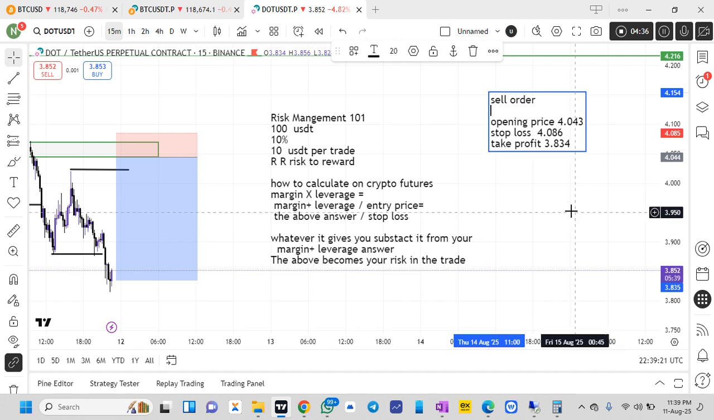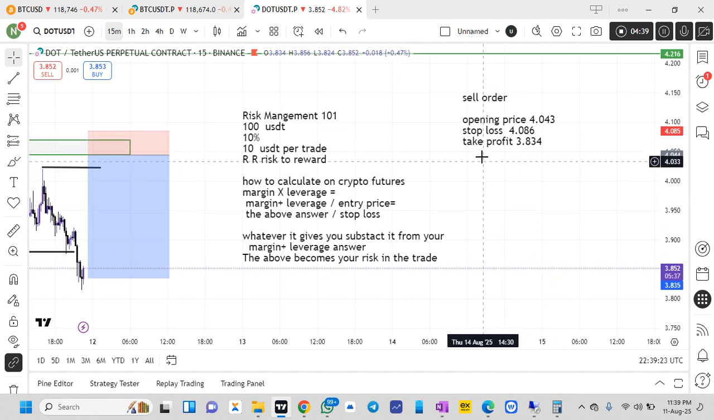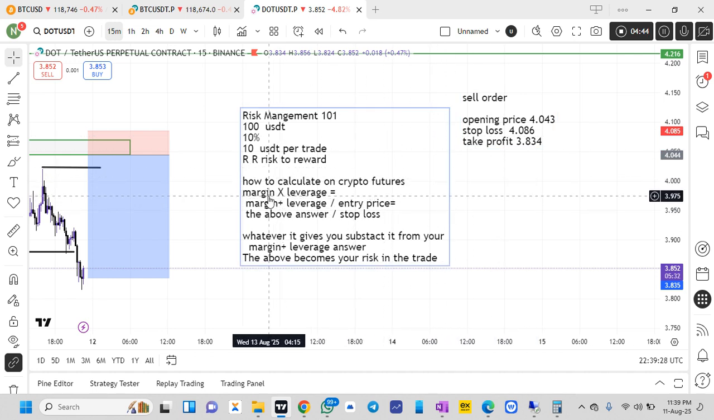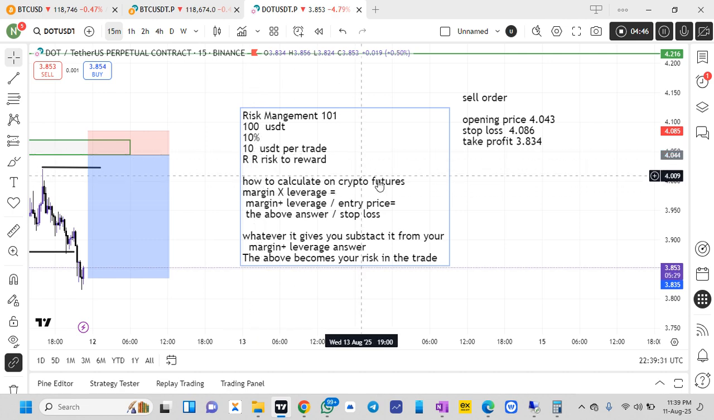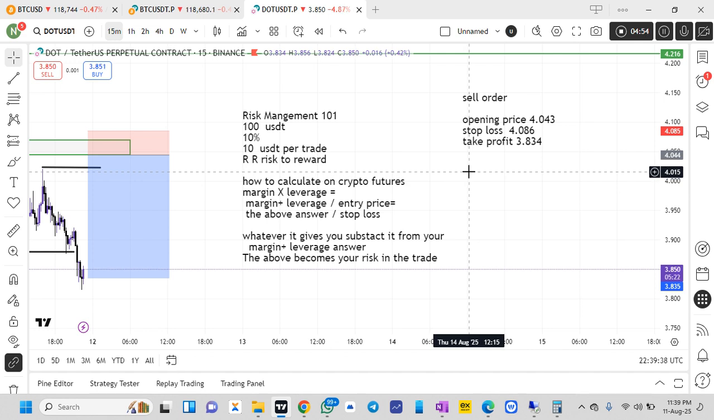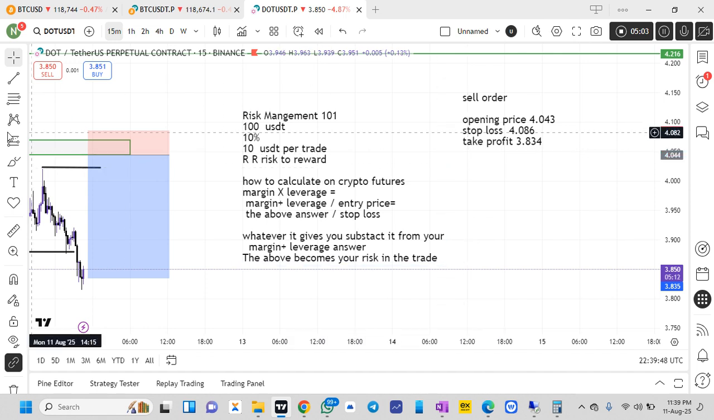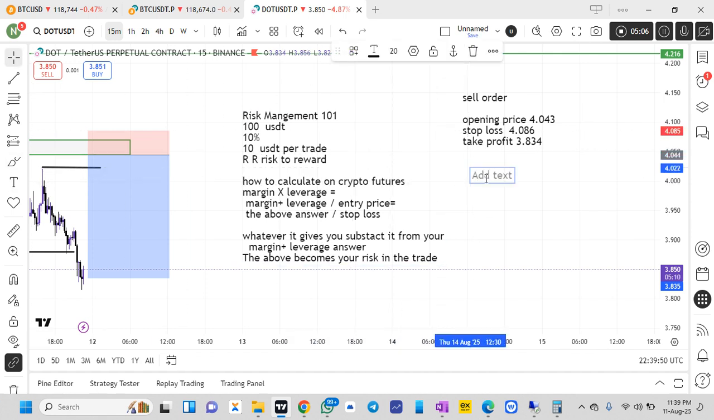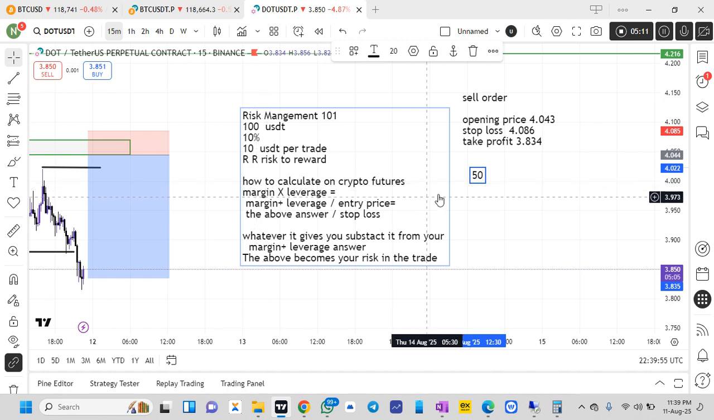So how do you calculate this now? First, you want to know the margin, how much you want to use in opening this particular trade. In this case, let's just assume that I have a $100 account. Since I want to risk $10, I'll use the whole $100. Or let's just say I'll use $50 instead.